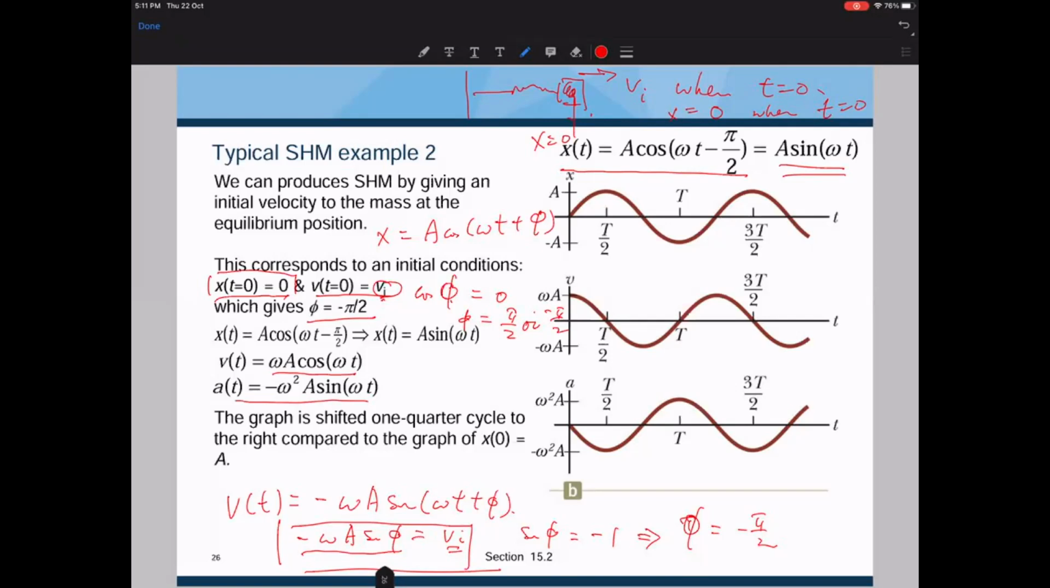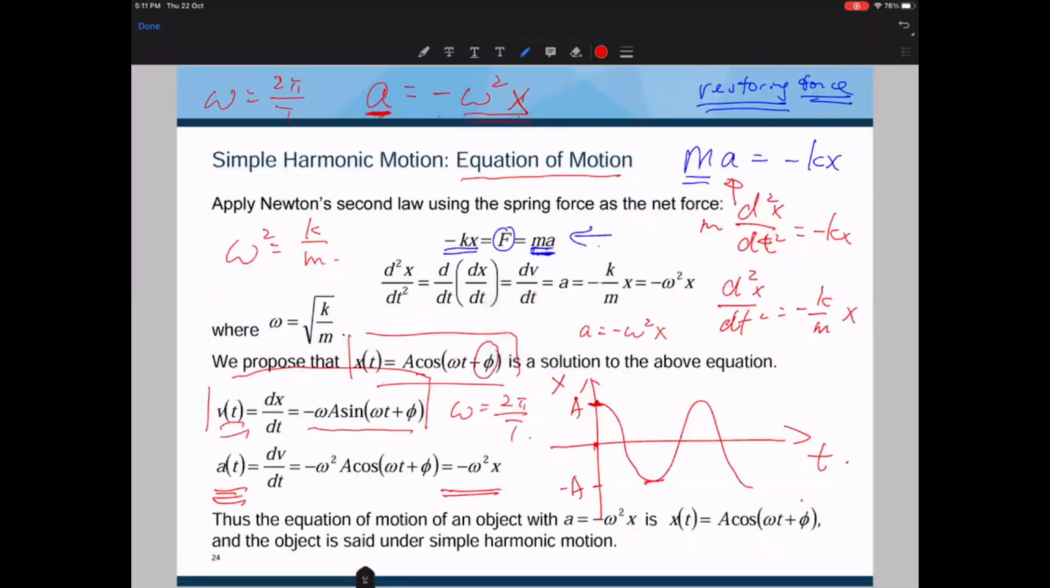So the exact equation has to be determined based on the exact situation. So you always have the general solution, which is the one at here. The general solution is x as a function of time equals to A cosine omega t plus phi. The value of phi has to be determined by the initial conditions. So sometimes you can use the initial displacement to determine the value of phi. Sometimes you have to use the initial velocity to determine the value of phi. That is the situation for example 1 and example 2. Okay.